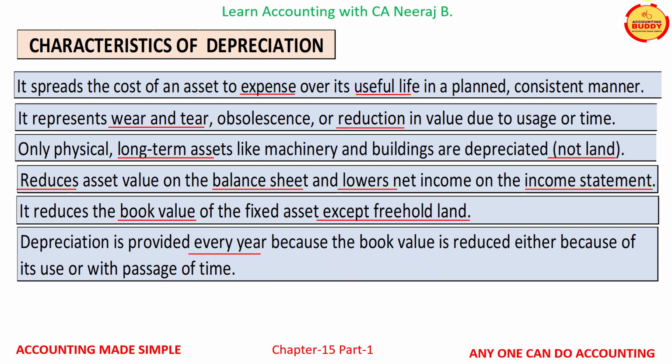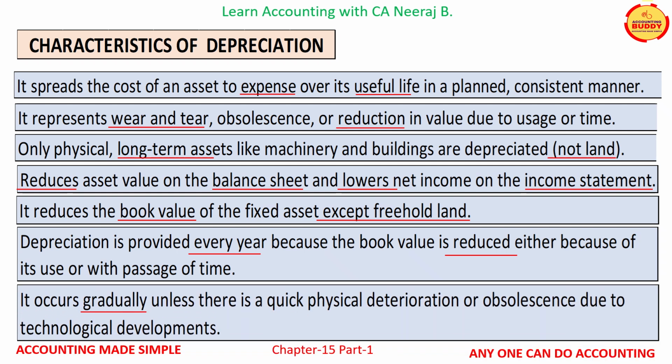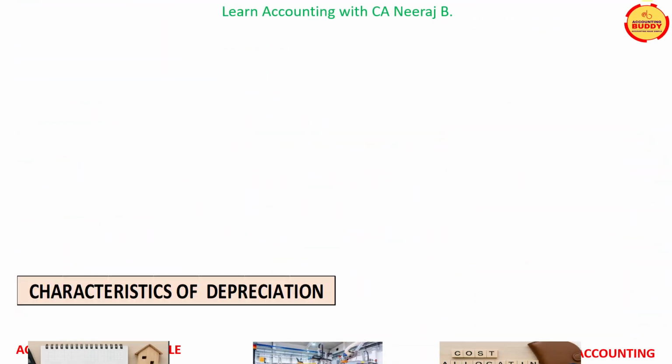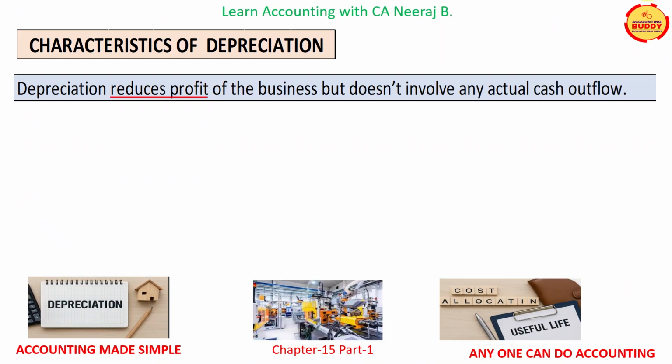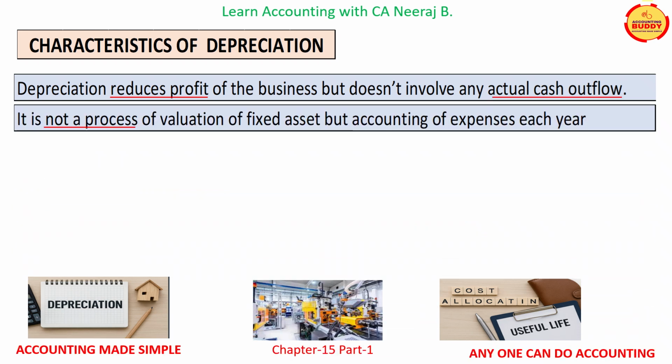Depreciation is provided every year because the book value is reduced either because of its usage or with passage of time. It occurs gradually unless there is a quick physical deterioration or obsolescence due to technological developments. Depreciation reduces profit of the business but does not involve any actual cash outflow. It is not a process of valuation of fixed asset but accounting of expenses each year.